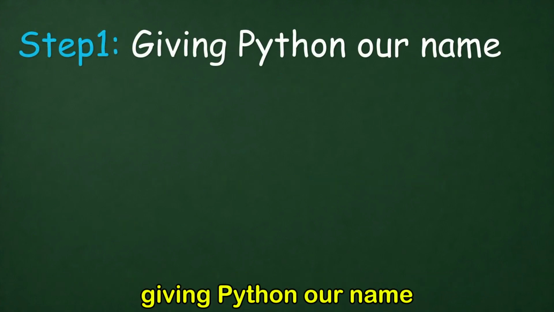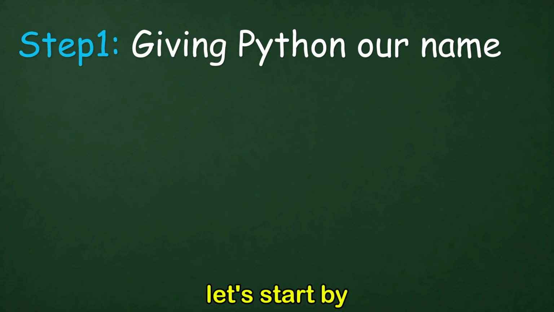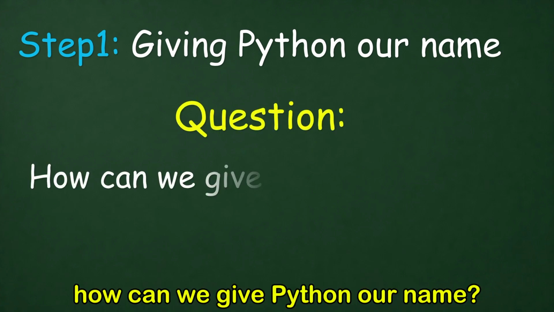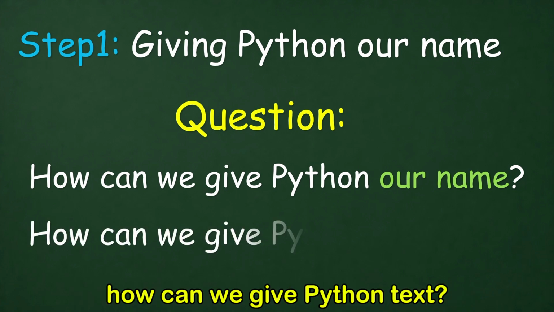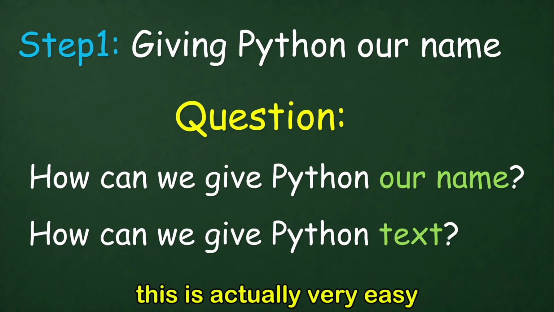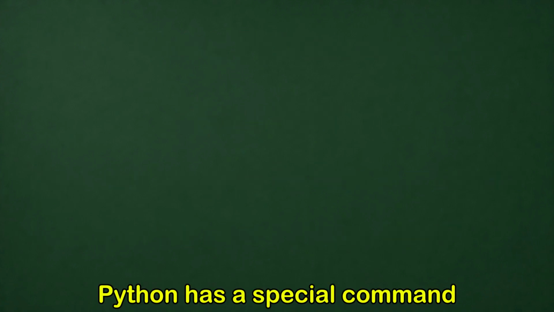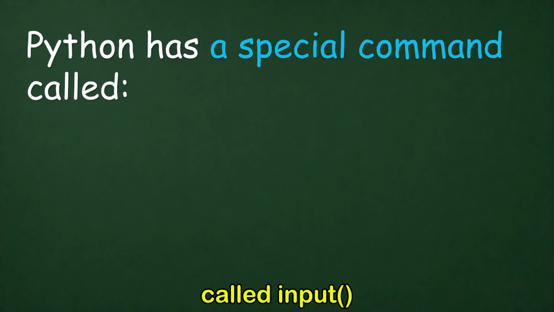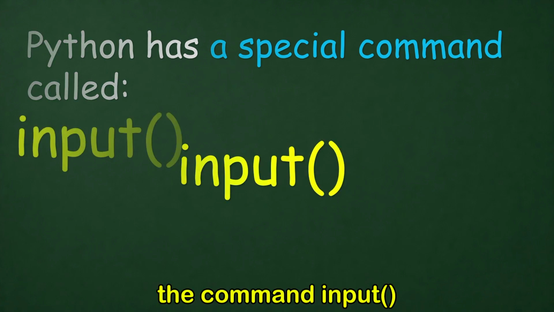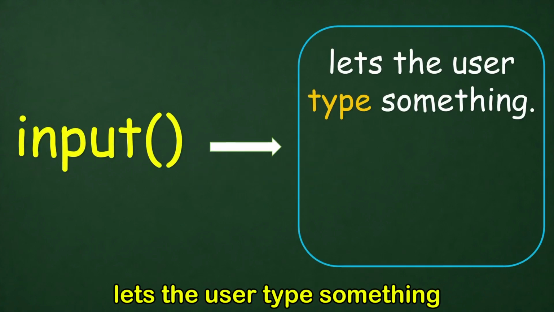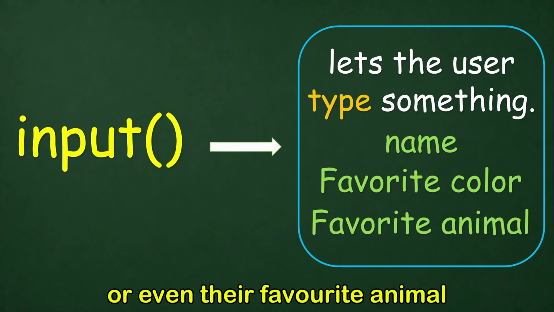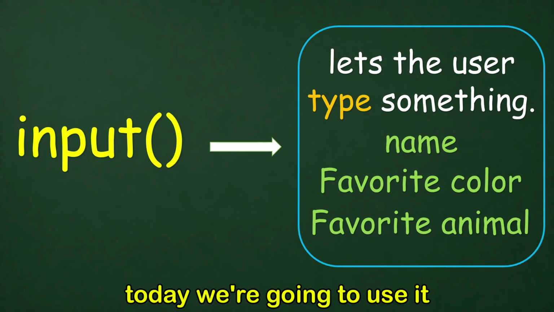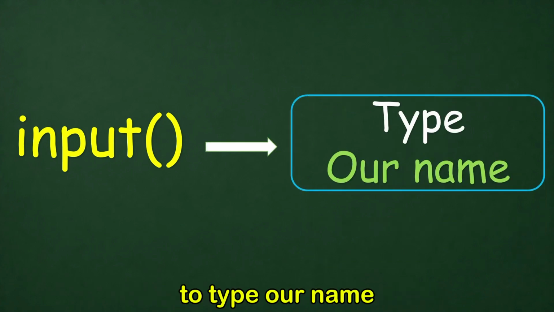Step 1. Giving Python our name. Let's start by looking at this question. How can we give Python our name? Or, to say it another way, how can we give Python text? This is actually very easy. Python has a special command called input. The command input lets the user type something. For example, their name, their favorite color, or even their favorite animal. Today we're going to use it to type our name.